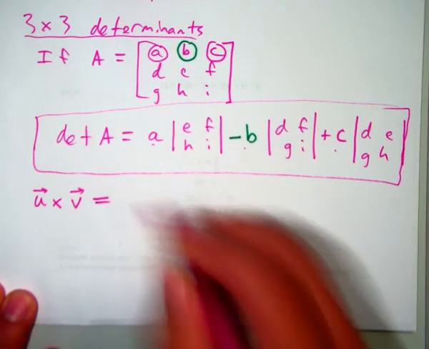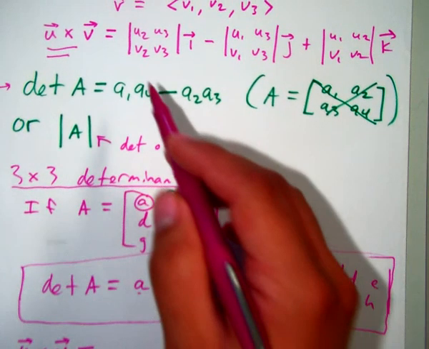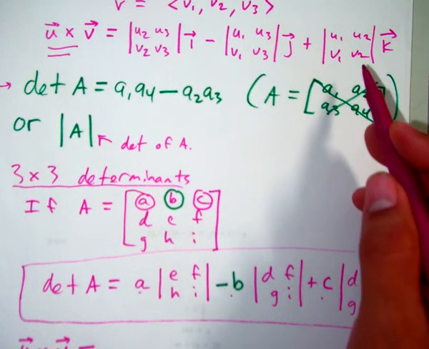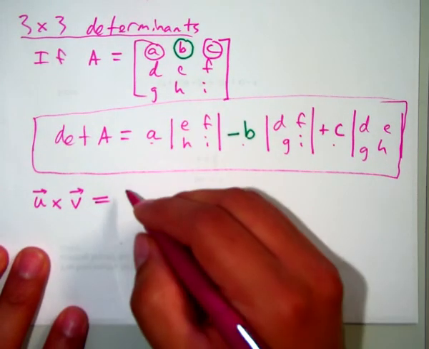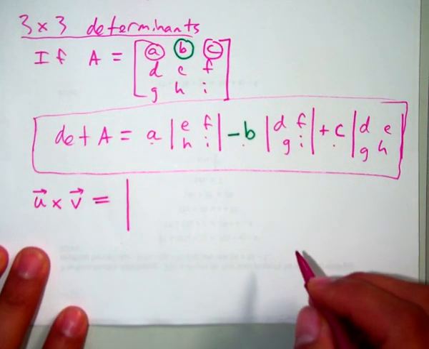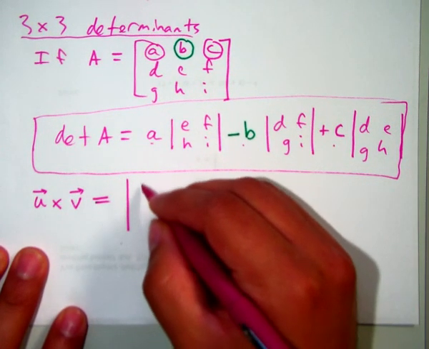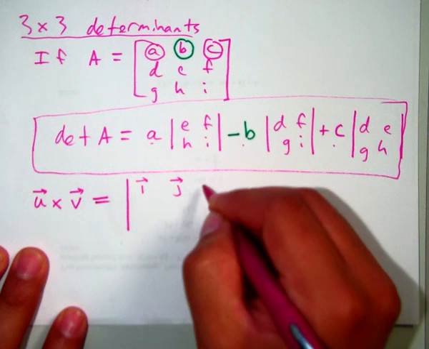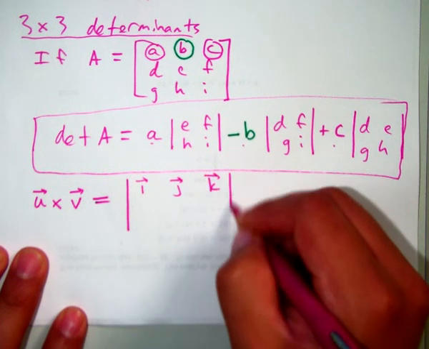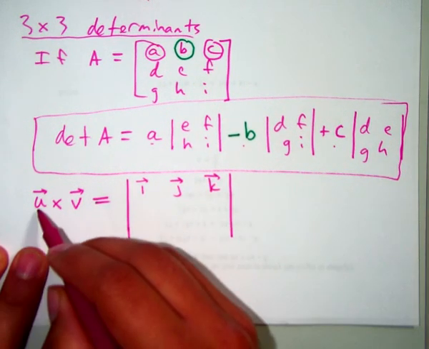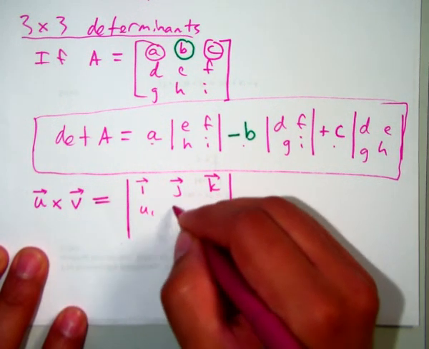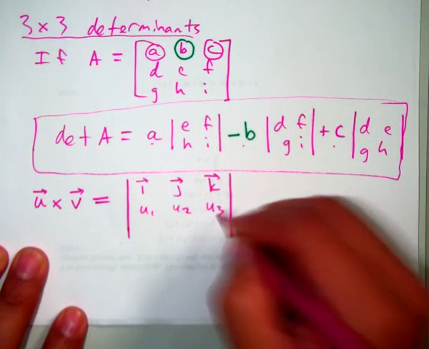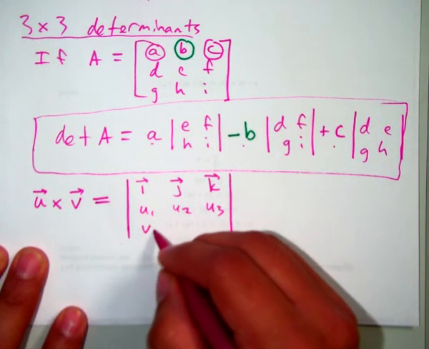Okay? And memorizing this formula is kind of long and not so much fun. However, if you use this notation and make a 3 by 3 determinant where the first row is I, J, and K, and then the second row, you put the components of U in this middle row, so U1, U2, U3, and then for this last row, you put the components of V.